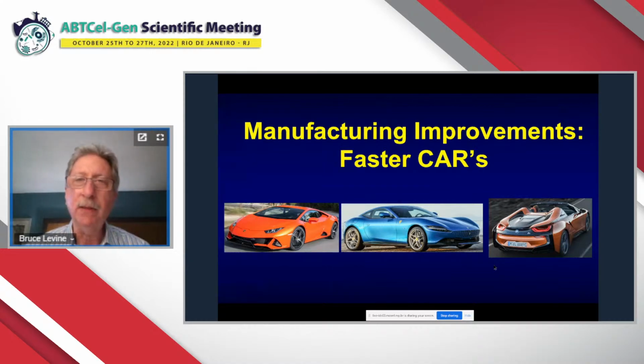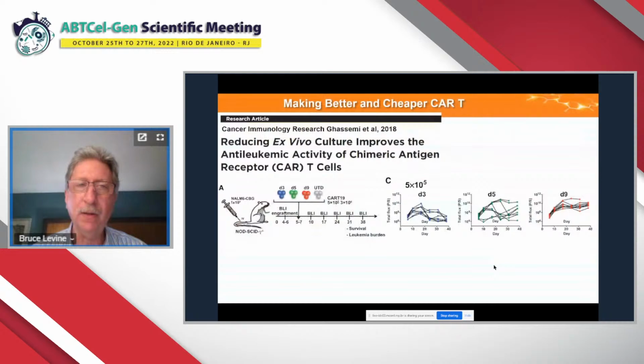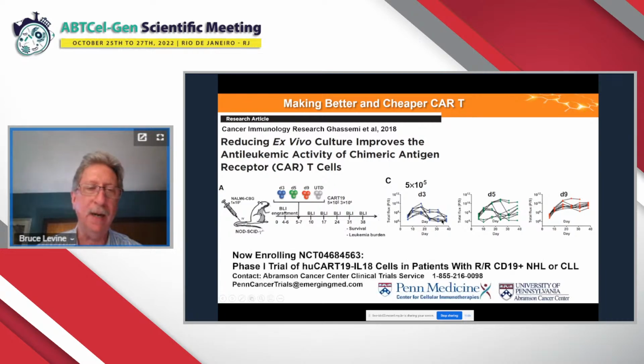So I want to move on now to talking about how we're manufacturing improvements and faster CARs. And this is work that originated from Saba Ghasemi and Mike Malone, where to our conventional 9-day process, they compared a 5-day process and a 3-day process. And on a per cell basis, you can see that the day 5 are more potent than the day 9, and the day 3 are more potent than the day 5.